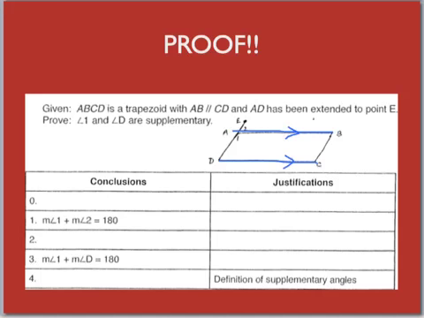Okay, so the first thing I would say for my step 1 is ABCD is a trapezoid. And I should also include in there that AB is parallel to CD. Sorry, I didn't fit all of that in, but your justification, of course, think back to when we did proofs, is given. Okay?